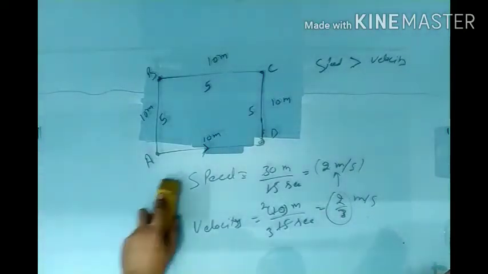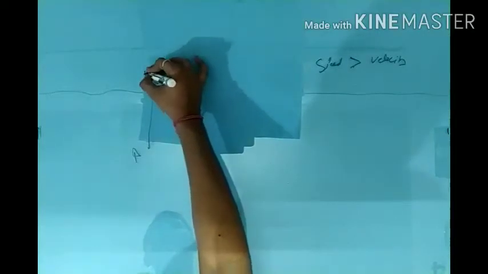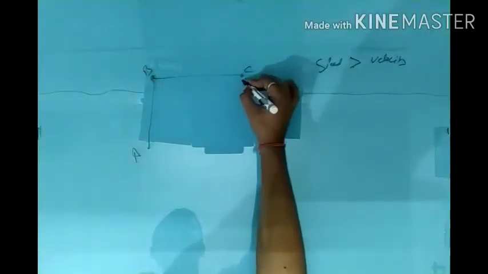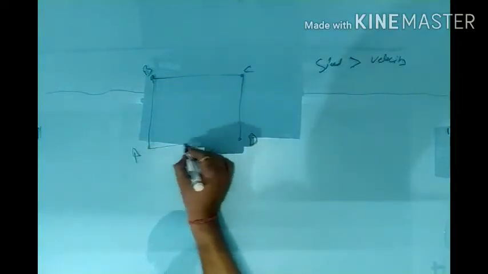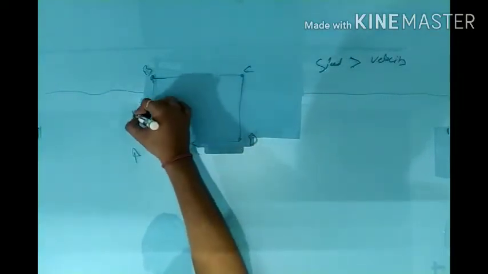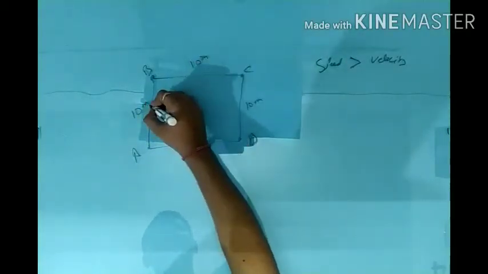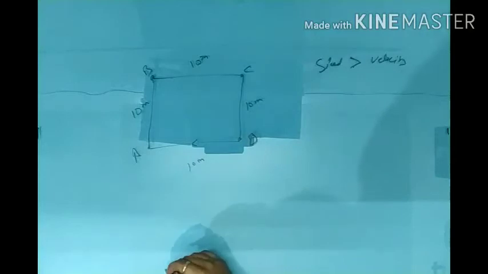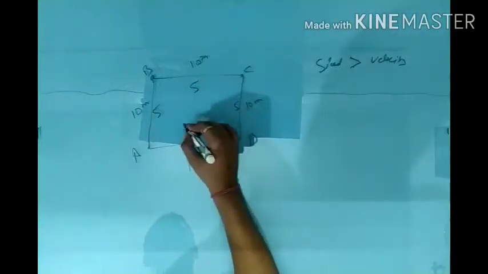Now in the second option, the same person goes from A to B, B to C and C to D, then again came back to A. 10 meter, 10 meter, 10 meter, and he takes time 5 seconds, 5 seconds, 5 seconds and 5 seconds.